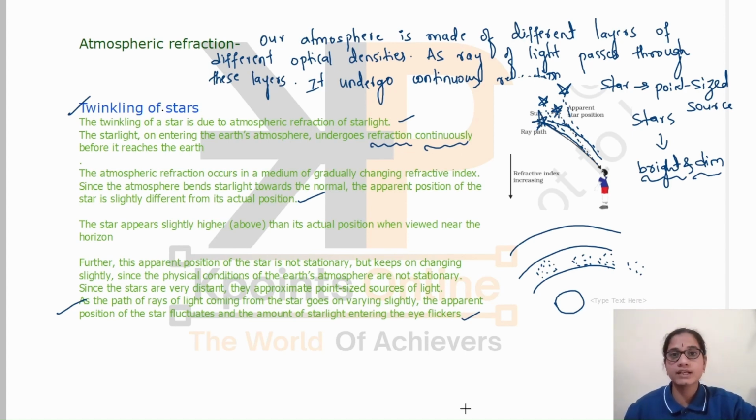And now the question arises, why do planets not twinkle? It is due to the reason that the planets are nearer to Earth when compared to stars and they appear big. Now they are not considered as point sources as in the case of stars.